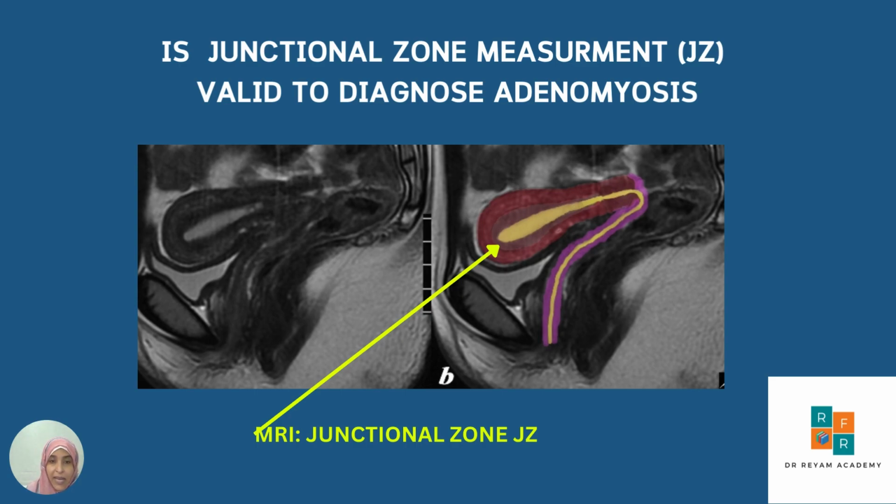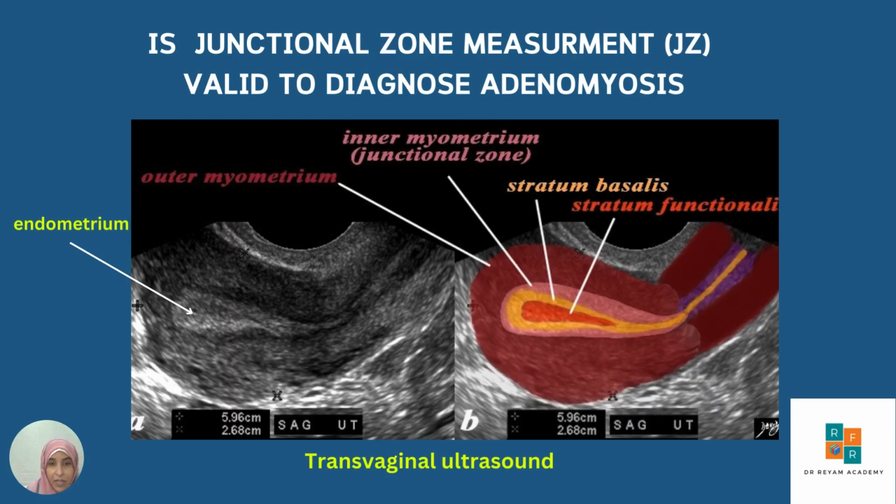And in addition to that, the junctional zone is a hormone dependent part of the myometrium, and also it changes according to the menstrual cycle phase. And the normal thickness of junctional zone is up to 5 millimeter. This transvaginal sagittal view of a normal uterus reveals the hypoechoic halo of junctional zone, hyperechoic endometrium and echogenic outer myometrium.